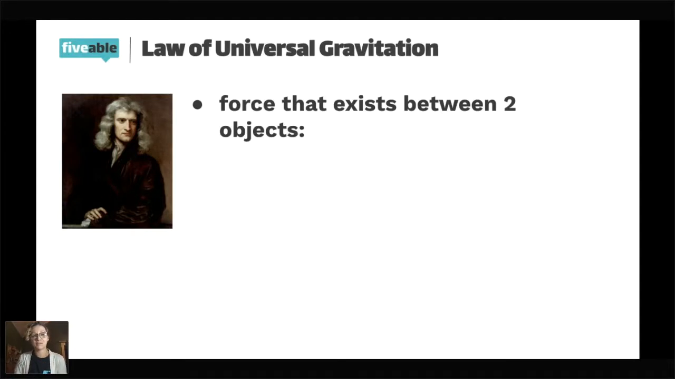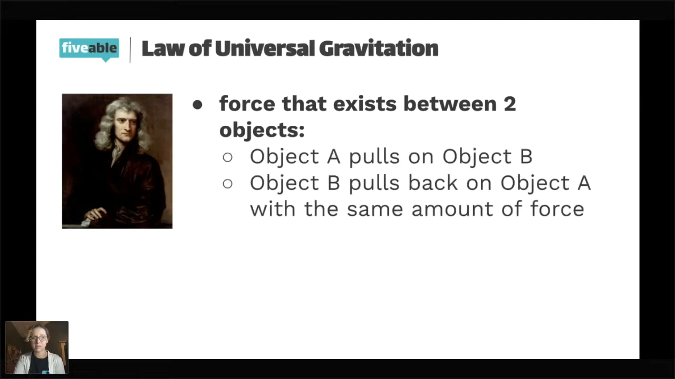So we define gravity as a force that exists between 2 objects. So that's important. You have 2 objects that have mass. Object A pulls on object B, and object B pulls back on object A with the same amount of force. So if you are standing on the Earth's surface, it's pretty intuitive. You can tell that the Earth is pulling down on you. But what is maybe less intuitive is that you are pulling back on the Earth as well with an equal amount of force. The Earth is obviously way more massive than you are, so the effect on the Earth is not going to be nearly the same as the effect on you, but the force is the same.